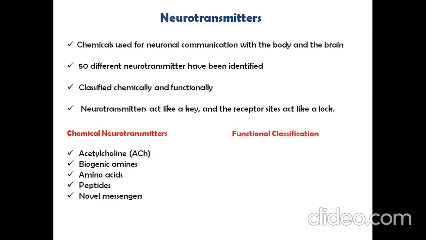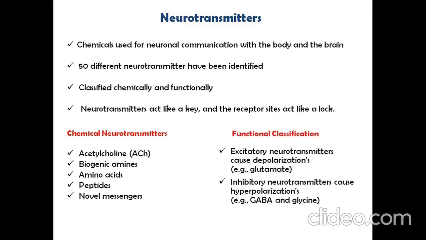And the functional classification is the excitatory neurotransmitter, which causes depolarization. An example is glutamate. And the inhibitory neurotransmitter causes hyperpolarization, which are GABA and glycine.